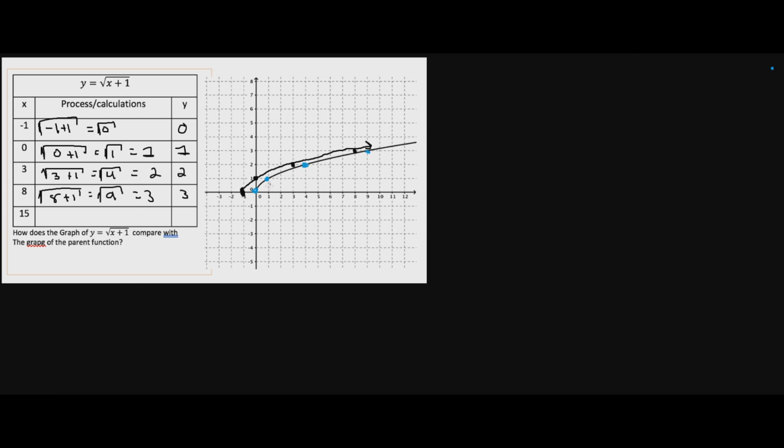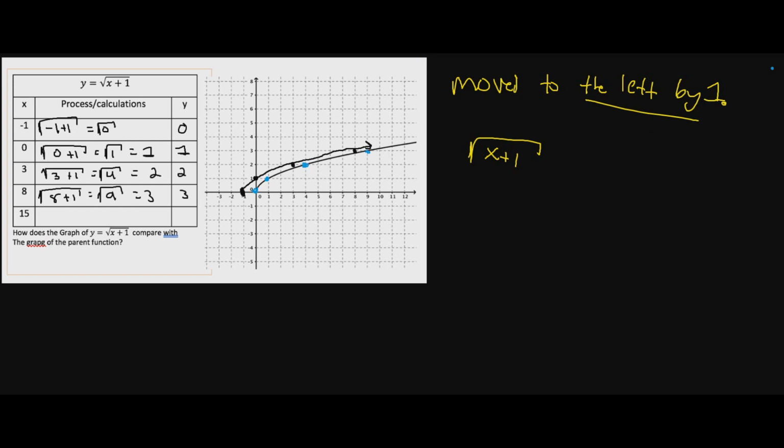From these blue dots to the black dots, which direction did we move? Well, we moved to the left by 1. And that seems so strange. This says the square root of x plus 1, so you would think it would move to the right, but it turns out it moves to the left. And so we have to ask ourselves why. Why does that make sense?